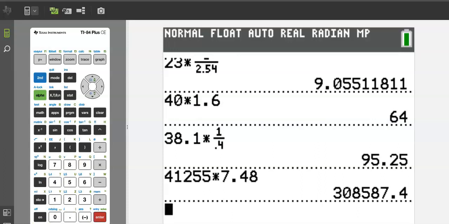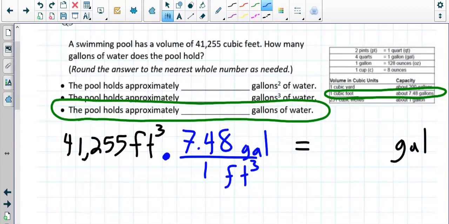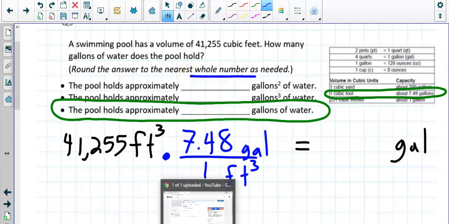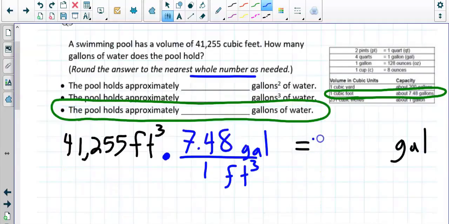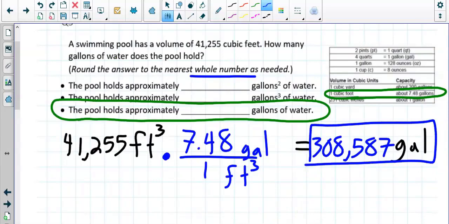308,587.4 gallons. Let's see if it says anything about rounding. It says round to the nearest whole number. So that 0.4 over here says, hey 7, stay the way you are. So our final answer then, 308,587 gallons. I believe it was 87. Let me double check. Yep, 87 gallons. And there we go. And that 308,587 would go into the blank up there that I circled in green.